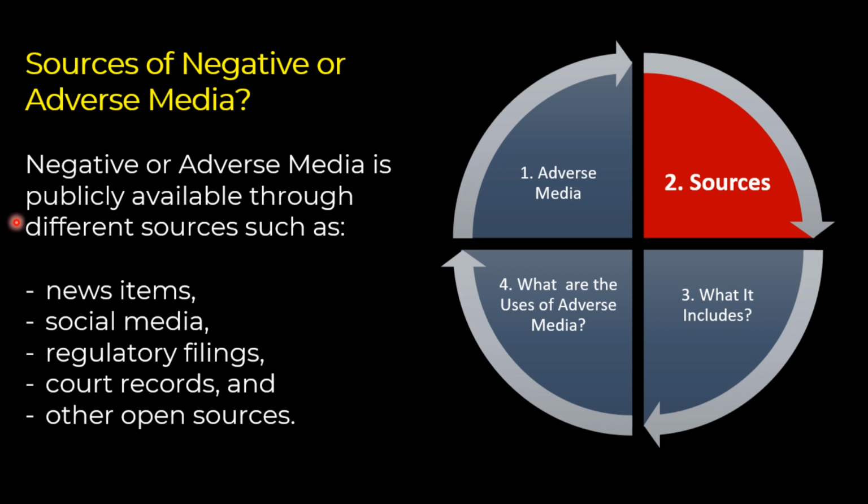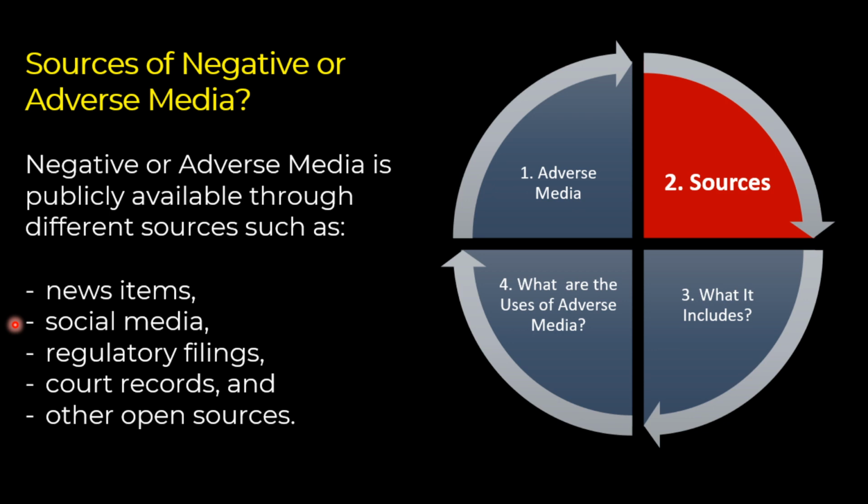So there are different sources, for example, news portals or news items. We know that there are different news websites that are reliable and that publish reliable information for the people or organizations or institutions. So they may cover the negative media or negative news items for any specific individual or group of individuals or institutions. Therefore, news portals or news items are considered as one of the sources of negative or adverse media.